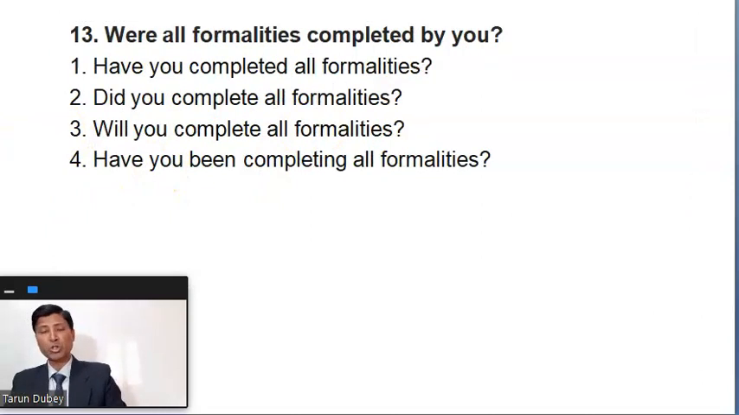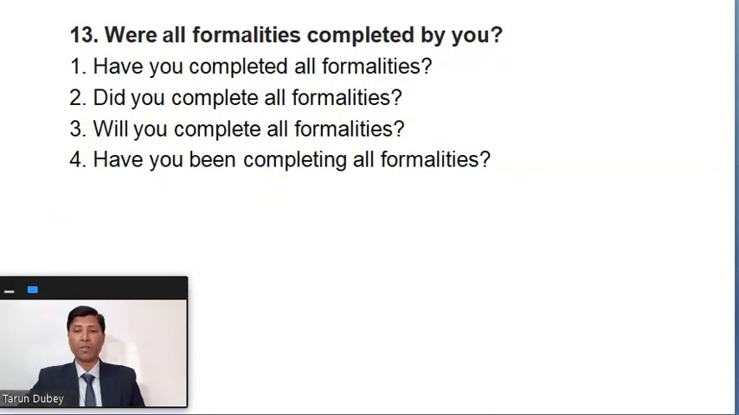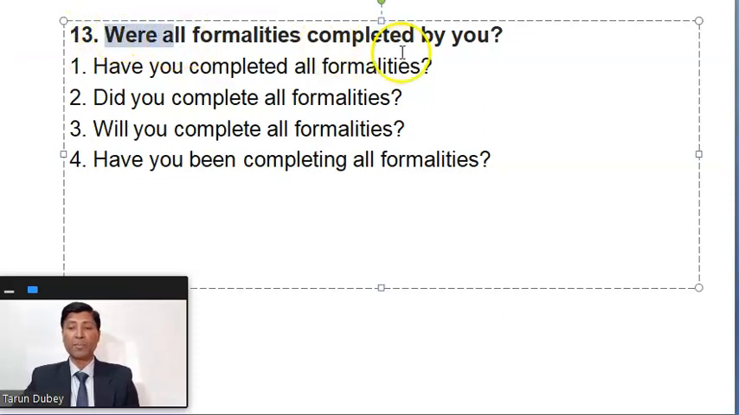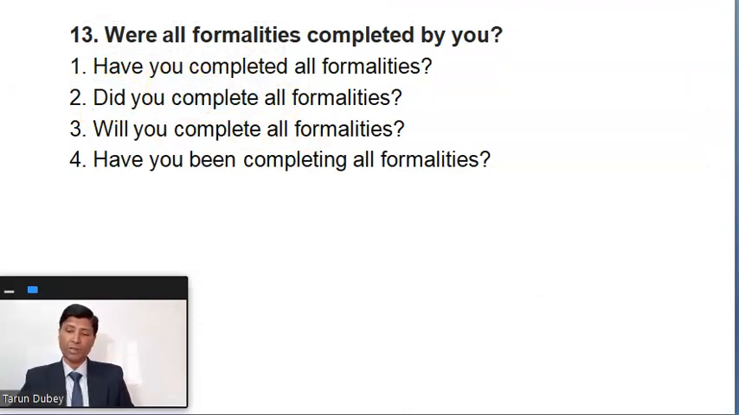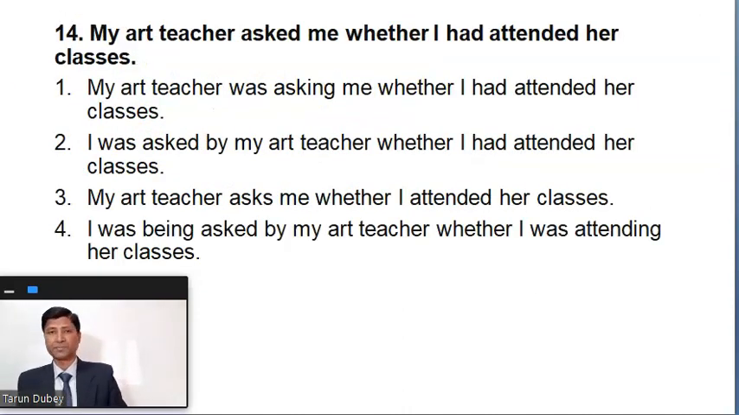Now do question number 13 on your own, by yourself. Come on. Were all formalities completed by you? What is the keyword? Keyword is was and completed. So was, were plus V3 is a passive voice of simple past. What will be the active? Simple past, completed. So where is completed? Only completed. Because this is a question sentence, so it should be did complete. Here it is did, and here it is complete. Over.